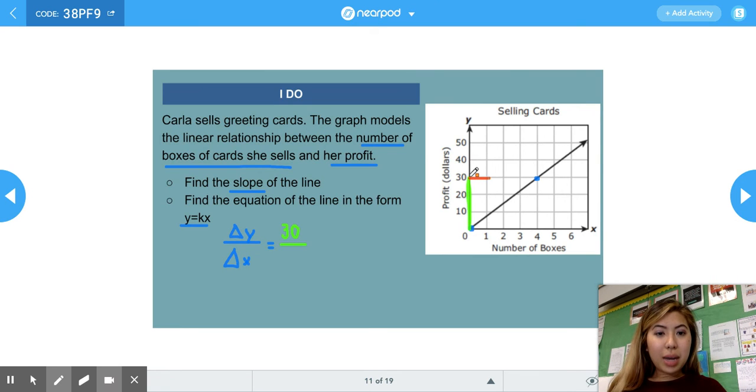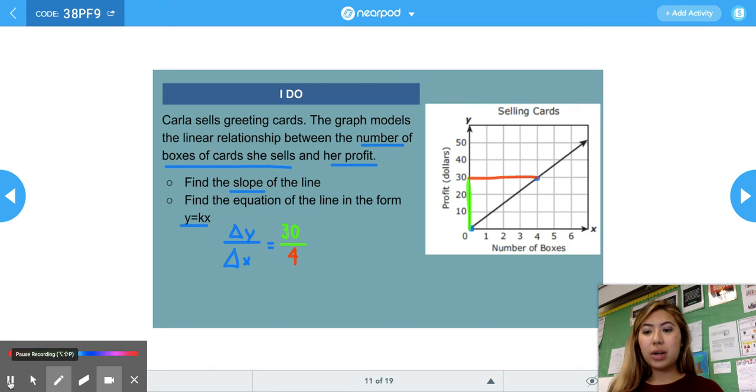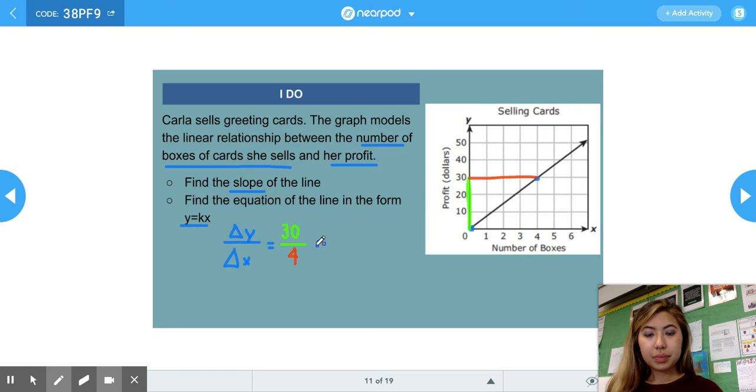Then my change in x is going to be 4, since I moved over 4 boxes and each box represents 1 on the x-axis. When I divide 30 by 4, I get 7.5. So my equation would be y is equal to 7.5x.